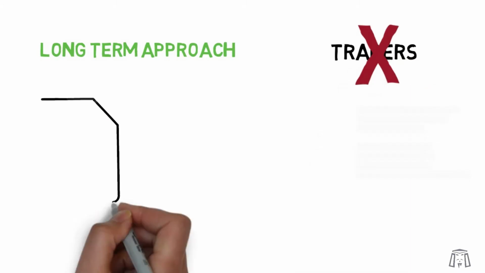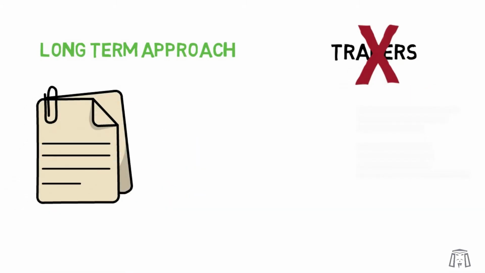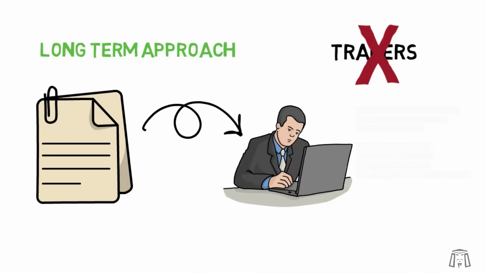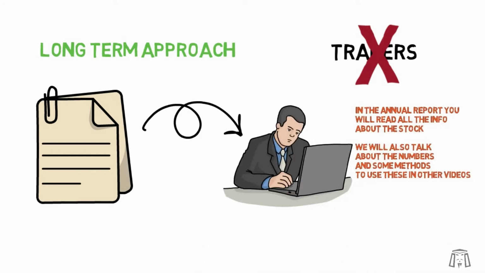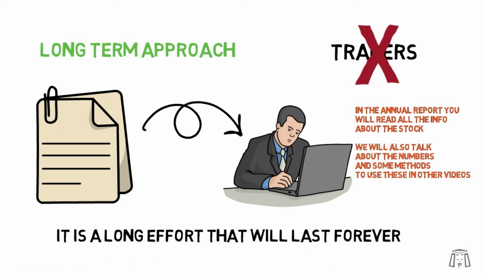As I will say many times, you can find information to do the fundamental analysis in the annual report. It will become easier after some time you practice this. In the annual report you will find all the info about the stock. We'll also talk about some methods to use the numbers. A bit more complicated, but stay there. You'll learn this. It is a long effort that will last forever because you need to do this just once.